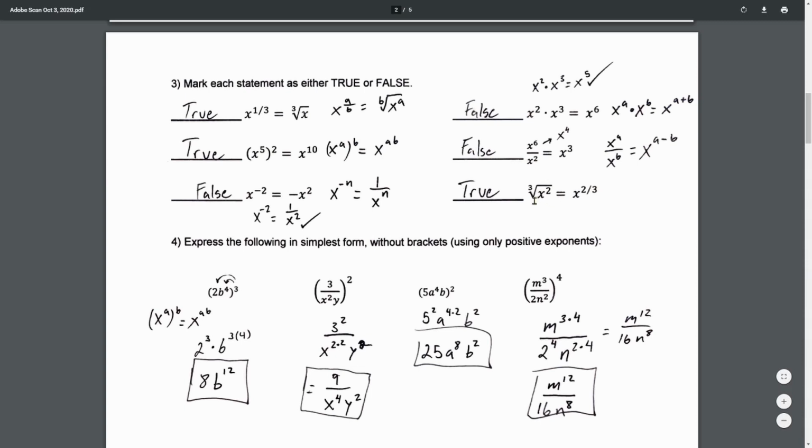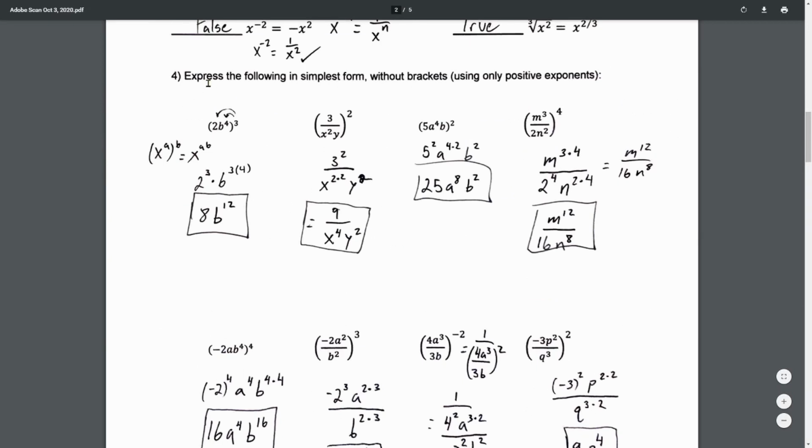The last one is the same as the rule for the first one. So x to the a over b equals the b root of x to the a. So in this case, our b would be 3 and our a would be 2. So we would get x to the 2/3. So this is true. So for number 4, we're simplifying these exponents.